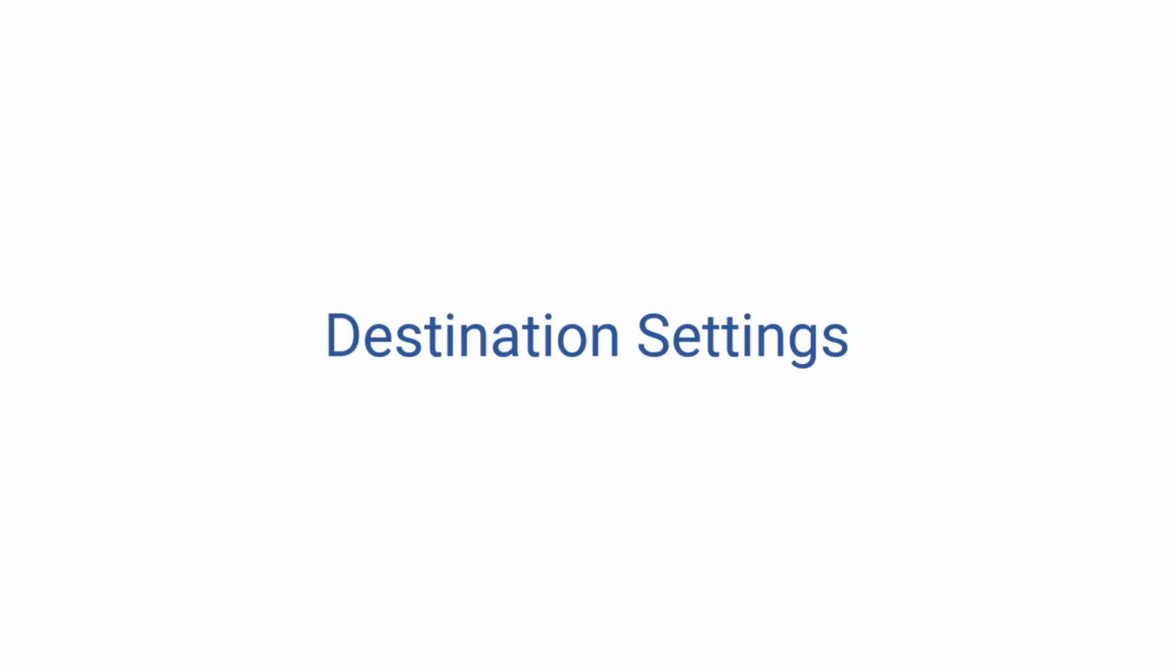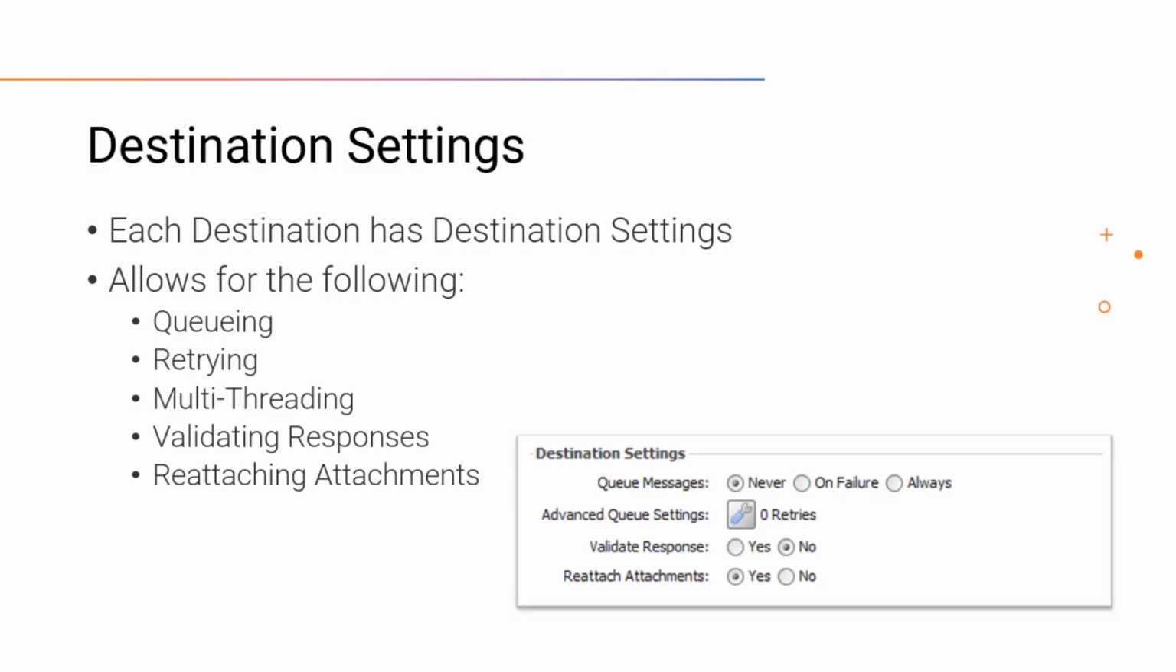So there's a setting that all destinations have, and that is the destination settings. This will appear right below the connector type, and this includes configuring how queuing should be handled for messages, if messages should validate responses, and queuing threads and reattempt tries. So let's go through the different properties we have in the destination settings.